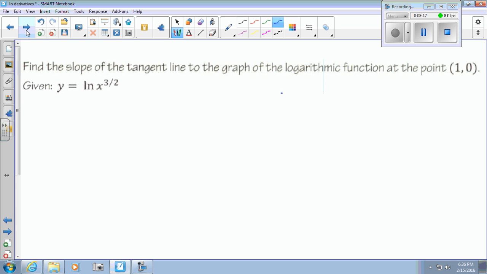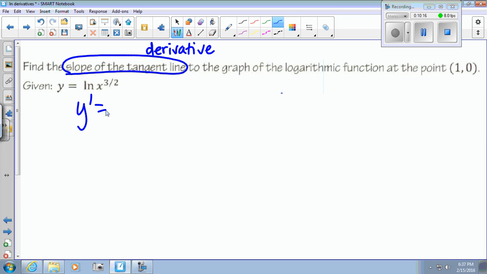Find the slope of the tangent line. Keyword, slope of the tangent line. And whenever you see slope of the tangent line, the first thing you should be thinking is, I need the derivative. So derivative gives me the slope of the tangent line. And my function, the only difference between this and what we've done previously is that now my function has an ln. So we're going to find the derivative.